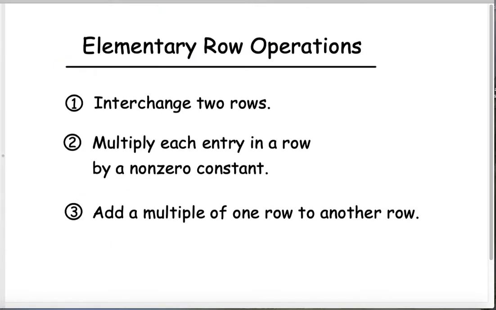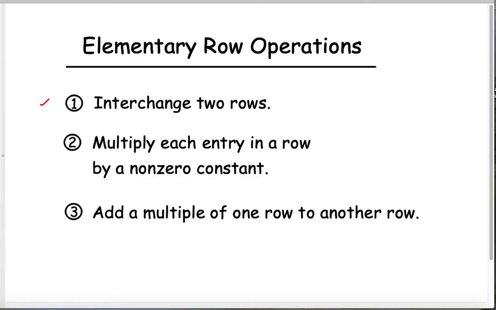All right, so your elementary row operations, you are allowed to interchange two rows in your augmented matrix. And that should make sense because in a system of equations, if you switch the order of your equations, that's still the same system.